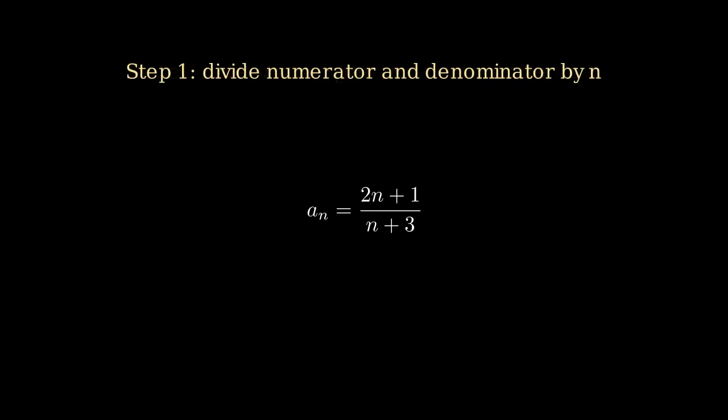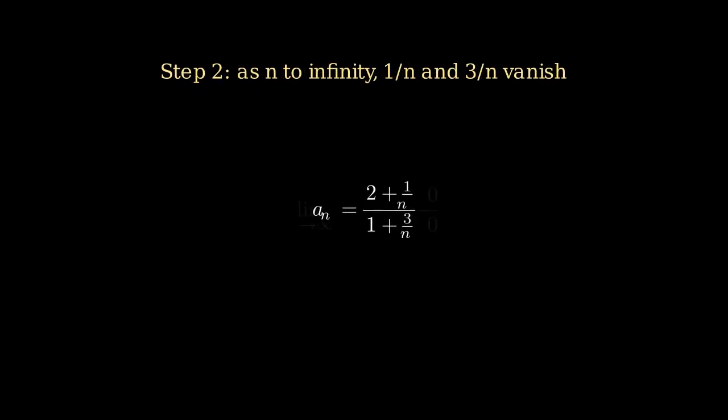Step 1. Divide the numerator and the denominator by n. This gives us the quantity 2 plus 1 divided by n, all divided by the quantity 1 plus 3 divided by n. Step 2. Take the limit as n approaches infinity. The terms 1 divided by n and 3 divided by n both shrink towards 0, so the numerator approaches 2 and the denominator approaches 1.